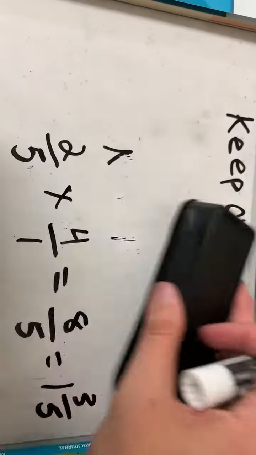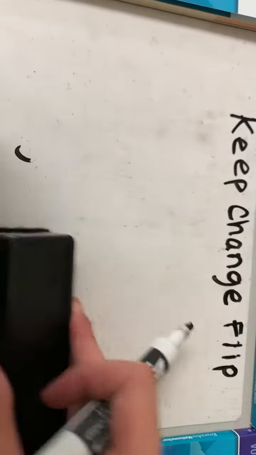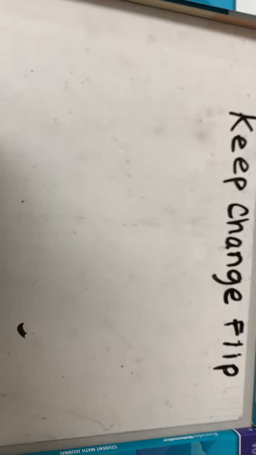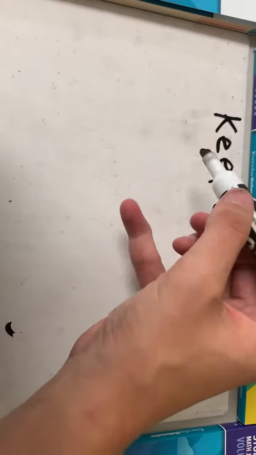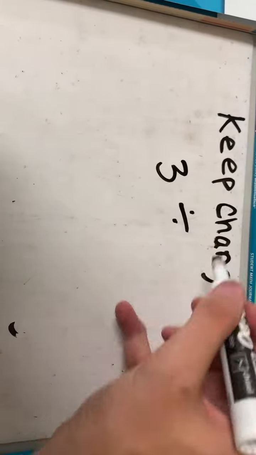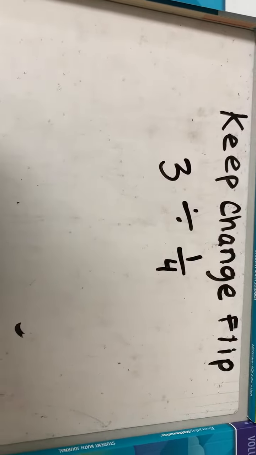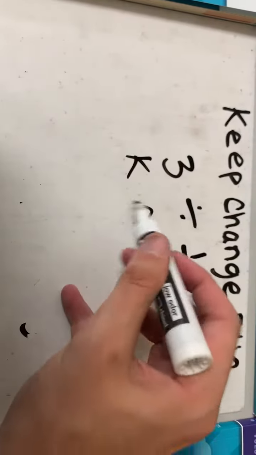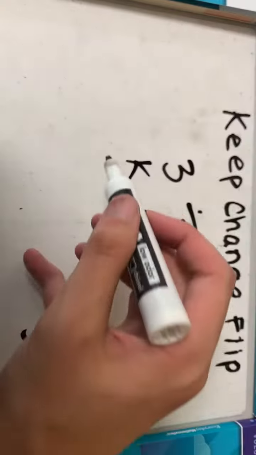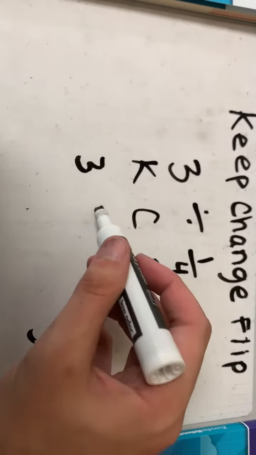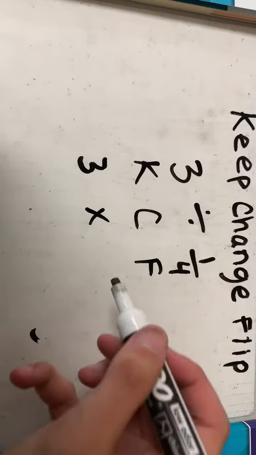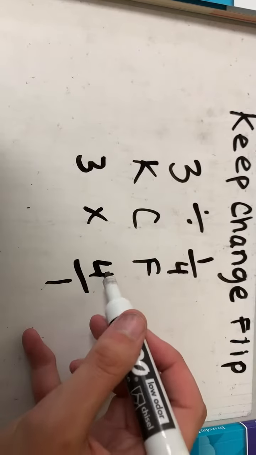Now, keep, change, flip is pretty simple, but it's not always that simple. Sometimes you have to deal with whole numbers. So for example, if I have 3 wholes divided by 1/4, same setup, keep, change, flip. I'm going to keep the 3. I'm going to change the sign to multiplication, and I'm going to flip this into 4/1.